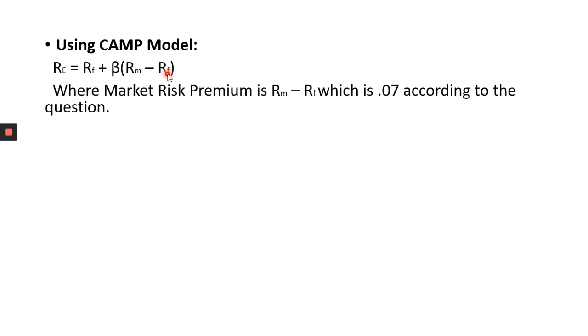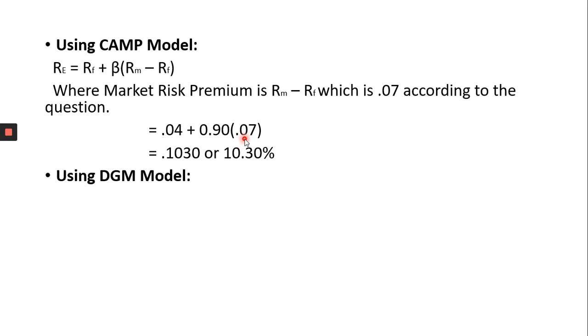If you plug those numbers in, 4% is the risk-free rate, 0.90 is the beta, and 0.07 is the risk premium. If you solve this equation, you will end up with this answer. So using the CAPM model, our cost of equity is 10.30%.